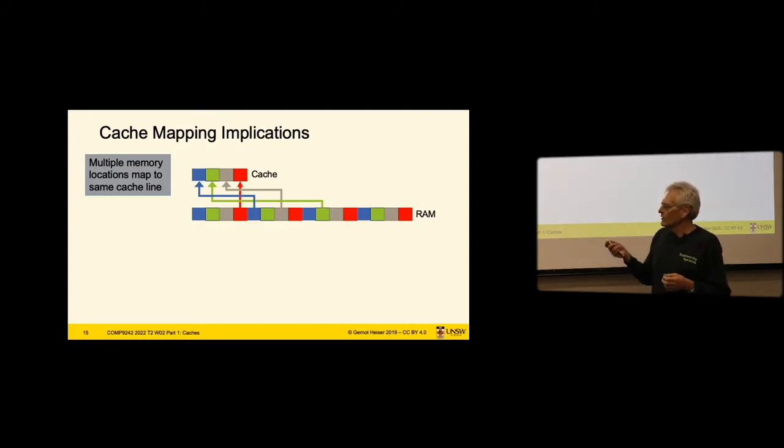We have certain parts of memory locations that can only lie in some part of the cache and other parts in memory that can only lie in a different part of the cache. That means, in particular, addresses of different colors can never collide in the cache. So that's, in a way, a good thing. You can use that for performance isolation, and people actually do that. They use memory coloring to avoid cache conflicts.